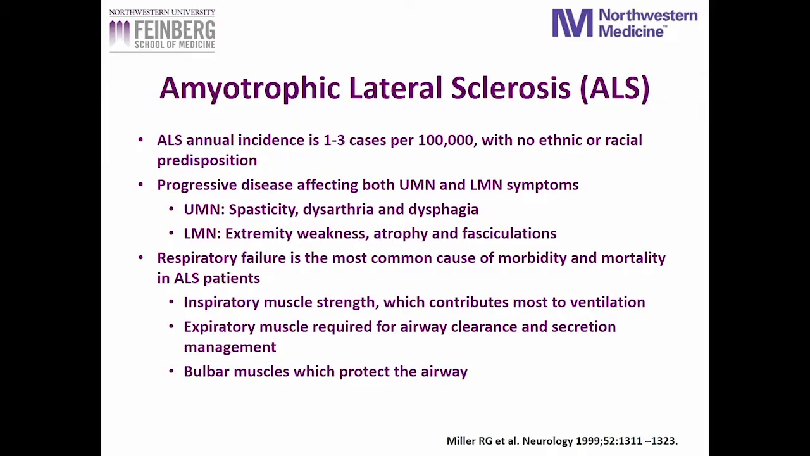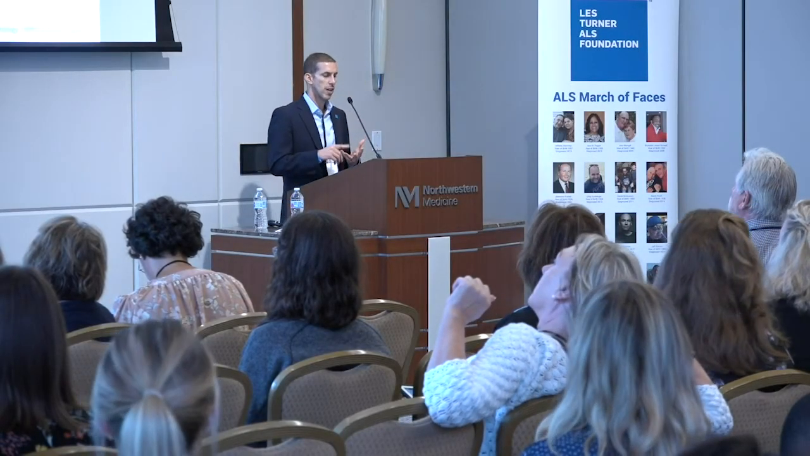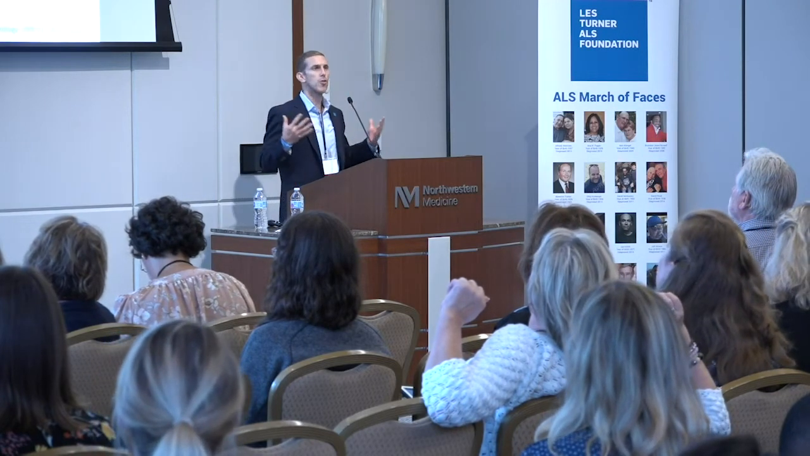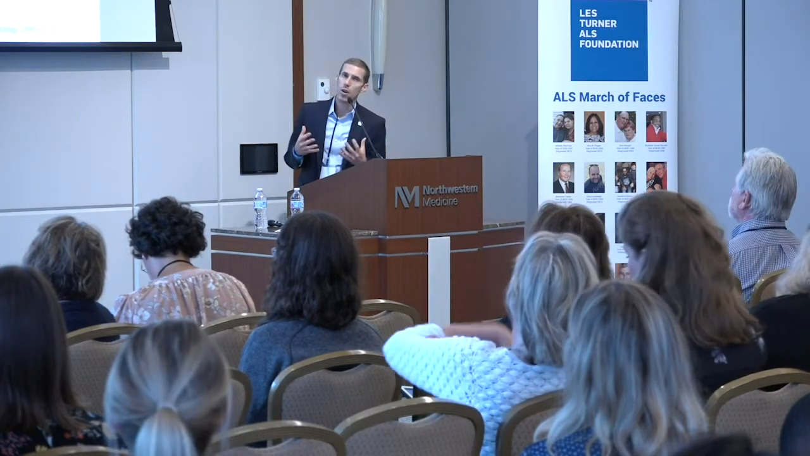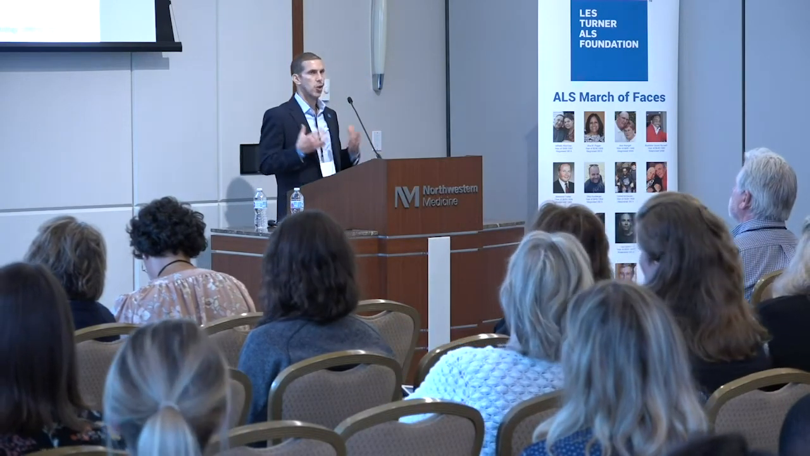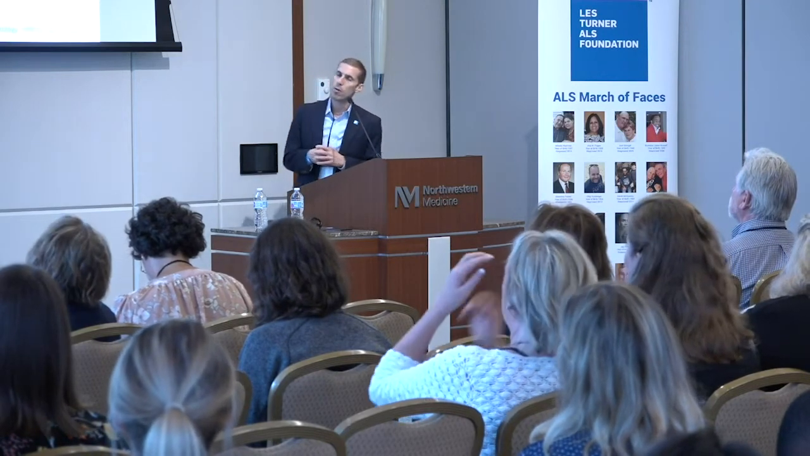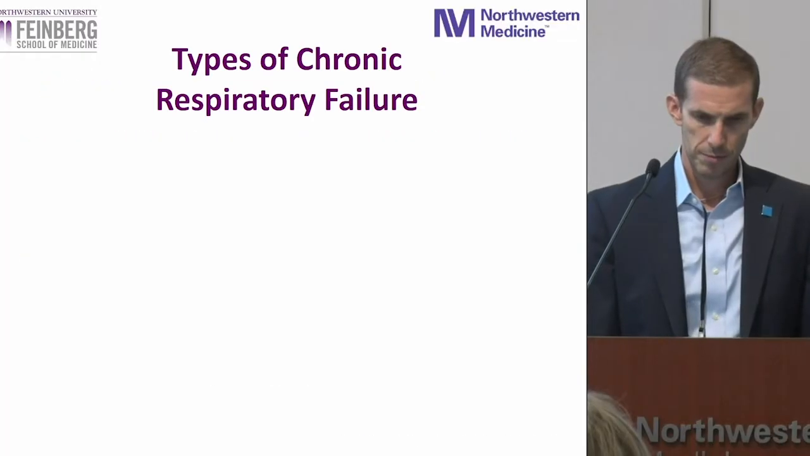This is because of the way the disease works: it affects your inspiratory muscle strength, your expiratory muscle strength, and your bulbar muscles. Your inspiratory muscle strength is important because it contributes most to ventilation, or breathing, right? Expiratory muscle strength is required for airway clearance or secretion management: coughing, clearing your lungs, blowing your nose. Bulbar muscles are important because they help protect your airway so that we don't aspirate our secretions.